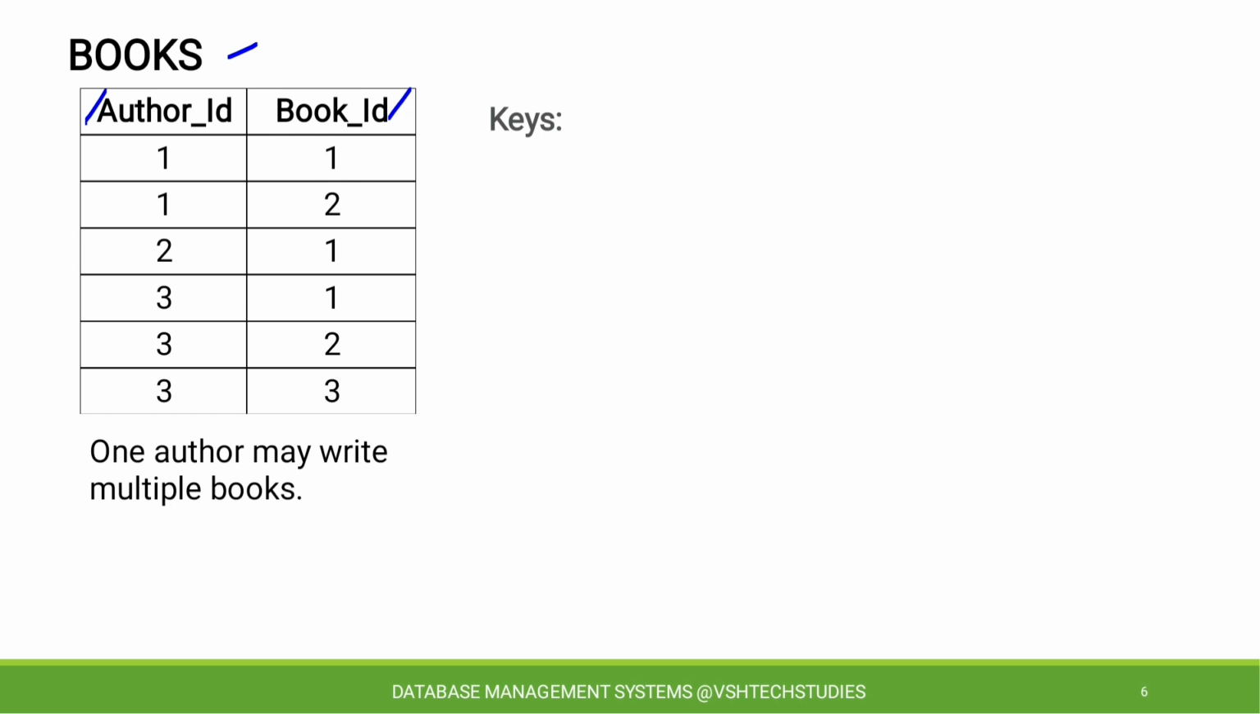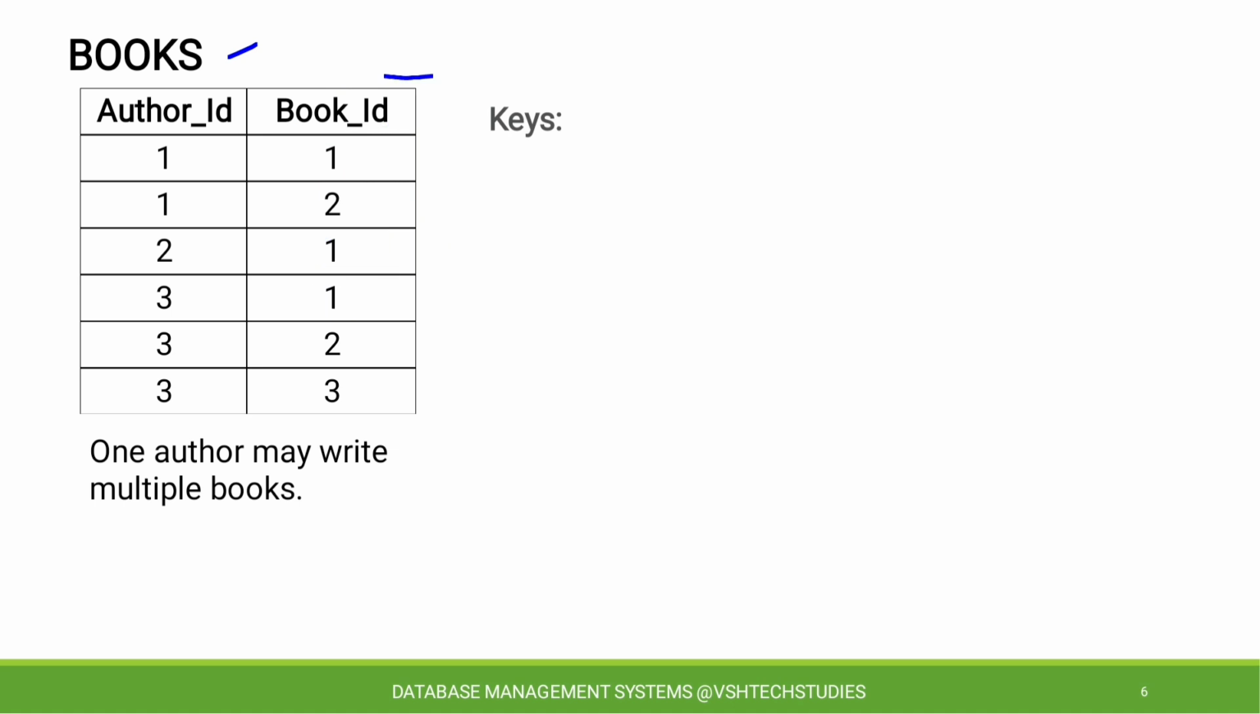Can we identify any row here with only author ID value? No, because here it is 1 and here it is 1. So the author ID is repeated. So there are two rows now. So no row can be identified uniquely only with author ID value. Can we identify any row uniquely here with only book ID attribute value? No, because it is repeated here in 3 rows. So we cannot identify any row with only book ID attribute value uniquely here.